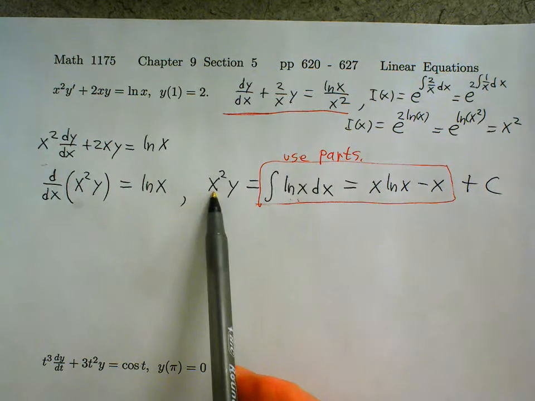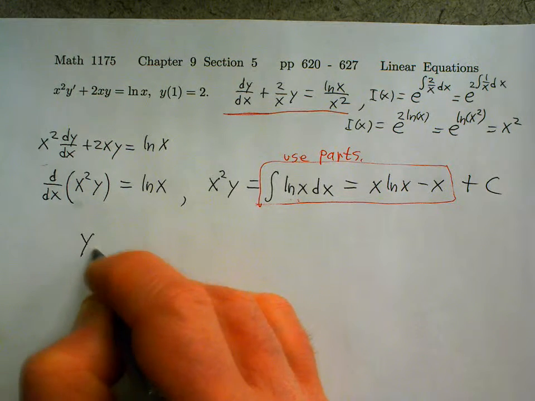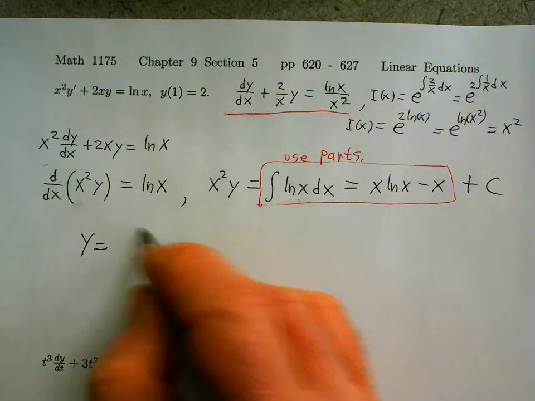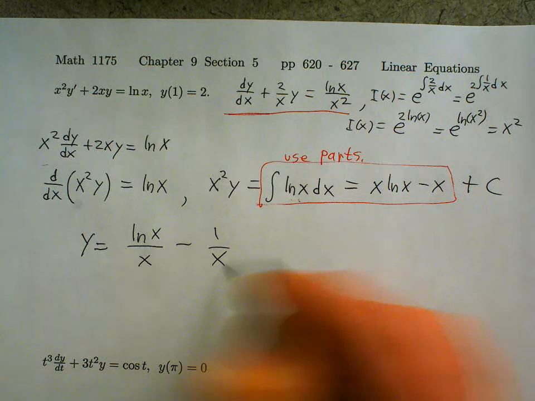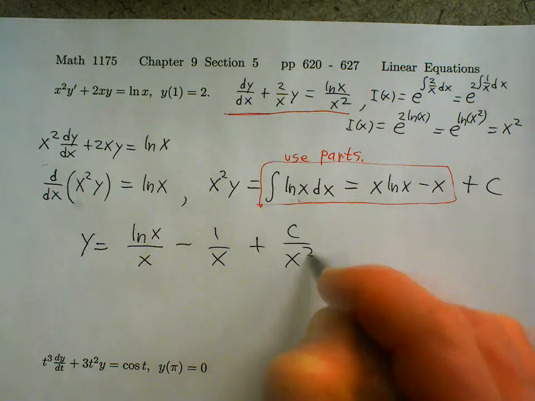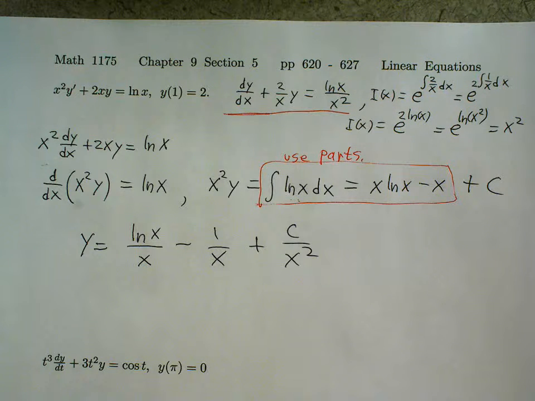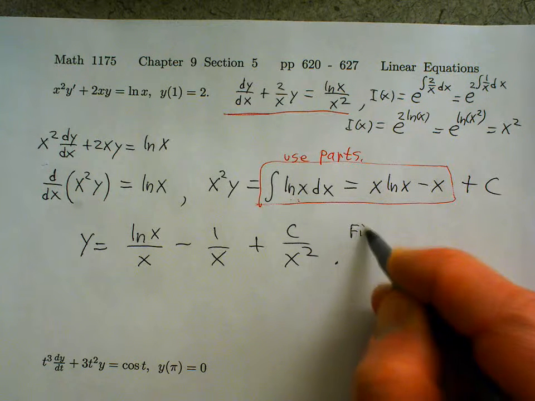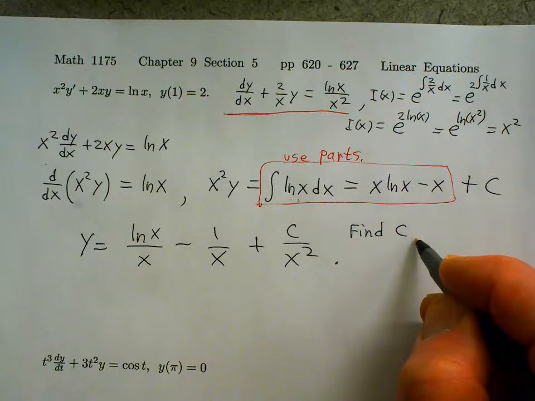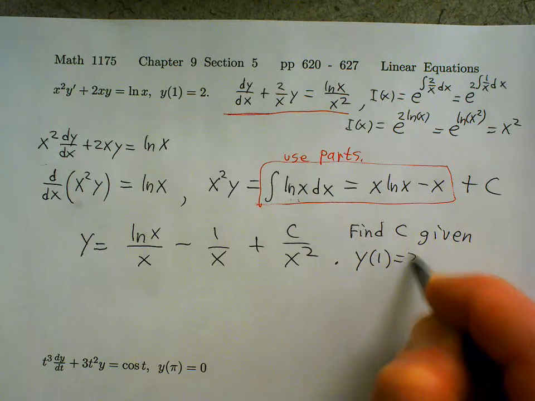Okay, then lastly, we divide every term on both sides by x squared. And we get y equals the natural log of x over x minus 1 over x plus c over x squared. But we have an initial value, so we should find that. So we want to find c given y of 1 equals 2.